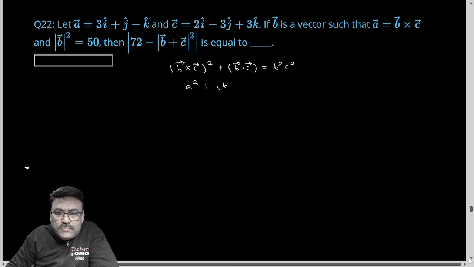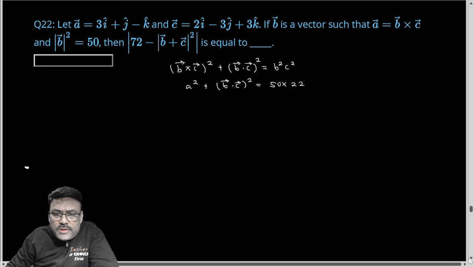B dot C I don't know, so let's keep it as it is. Whole square actually here. B square, C square. B square is given, 50. And C square I can find from here: 4 plus 9 plus 9, it is 22.